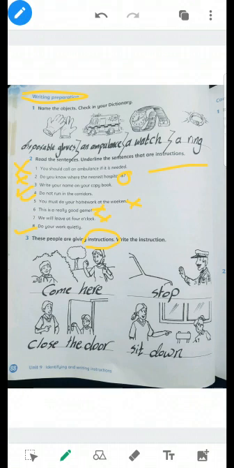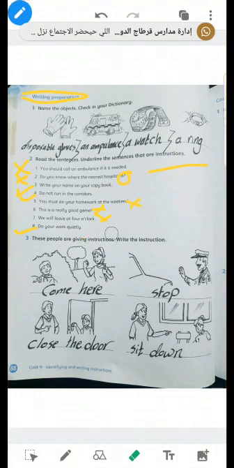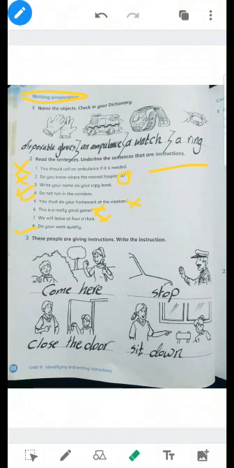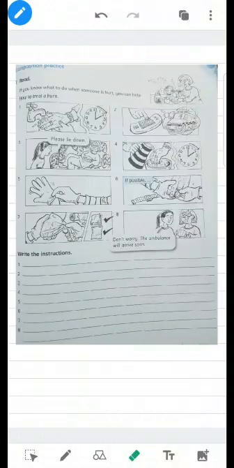Number 3, these people are giving instructions. Write the instructions. Okay. Number 1, come here. Number 2, stop. Number 3, close the door. Number 4, sit down. Write the answers on your workbooks, please. And let's get back to the last one.